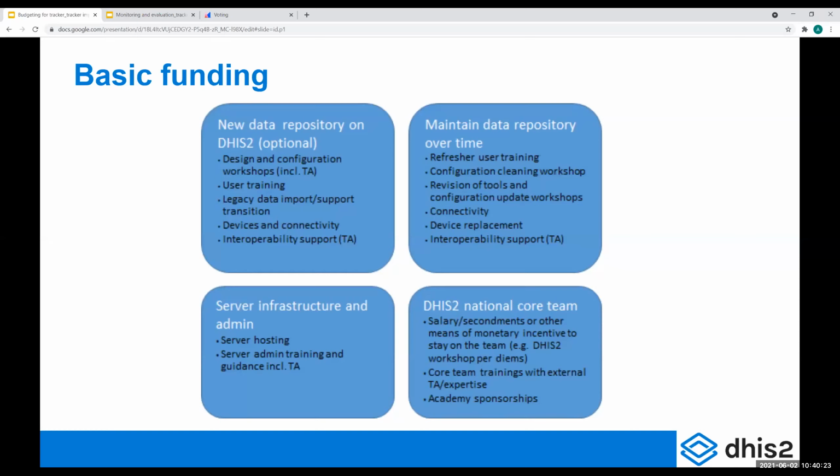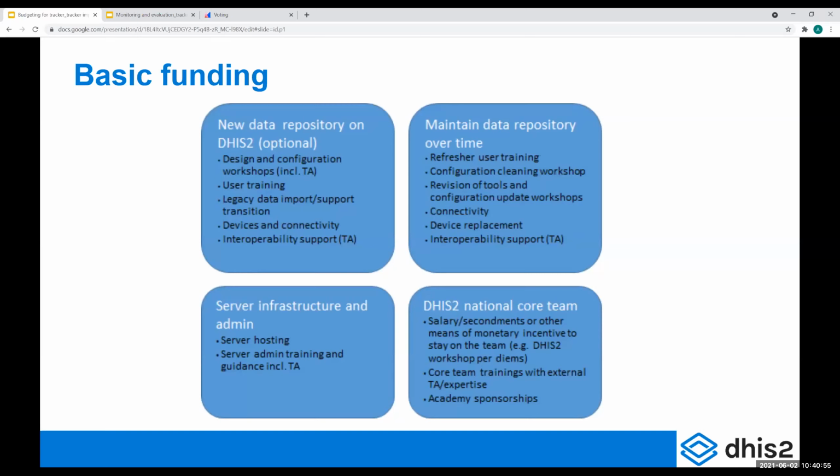And then one thing is setting up a DHIS2 instance from scratch, but if you want to keep it sustainable over time, and you want to maintain this data repository in a clean state over time, you will have to factor in money for refresher training. People who are trained in year one might have to have some refresher training later. Maybe configuration cleaning workshops now and then to look at the configuration because it gets messy over time.